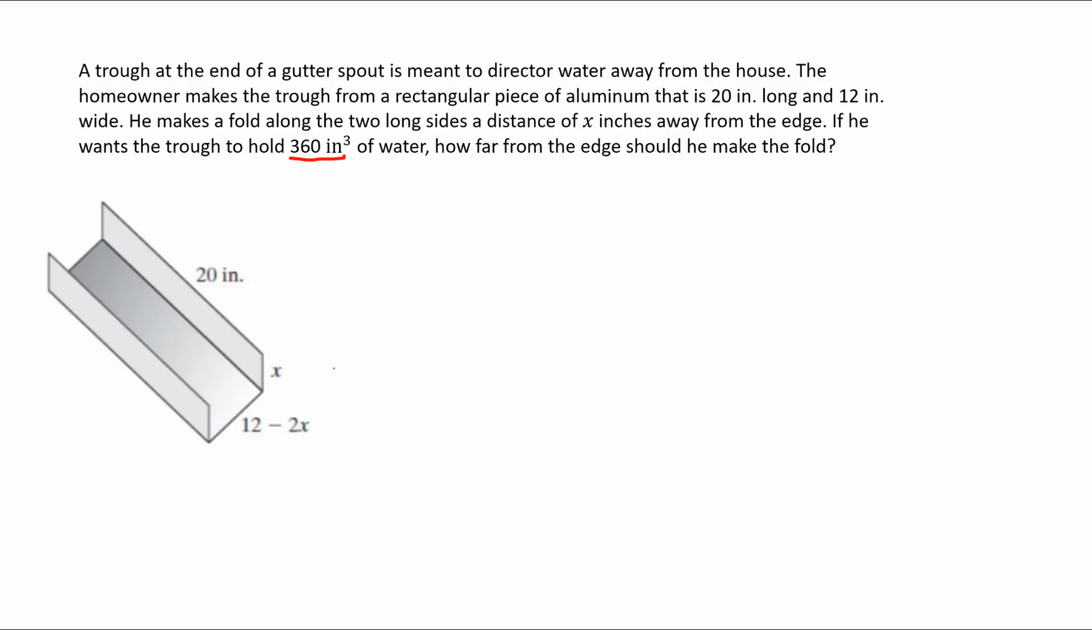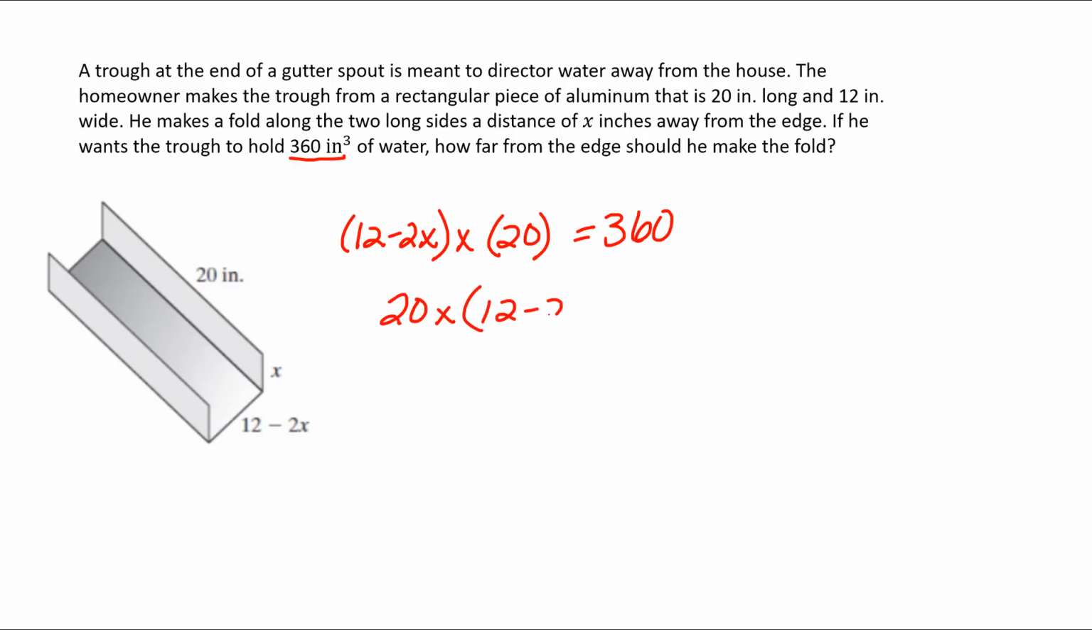So the volume that this will hold is going to be length times width times height. So you've got 12 minus 2x times x times 20. And that is the volume that this gutter will hold. And you want that to be 360 cubic inches. So if we multiply all this out, first of all, we'll have 20x times 12 minus 2x if we rearrange the left. Then if we use the distributive property, we're going to have 240x minus 40x squared equals 360.